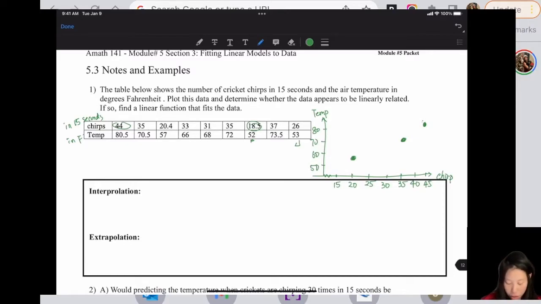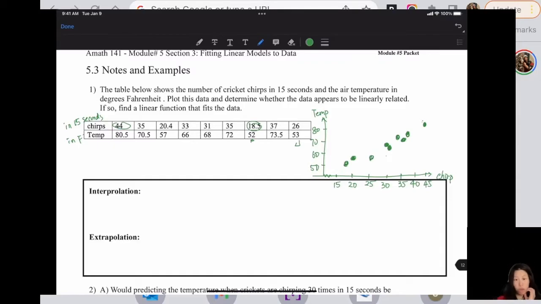Next one is 13.3, 66. And then 13.1, 68. 13.5, 72. 18.5, 52. 37, 17.3, 26, 53.